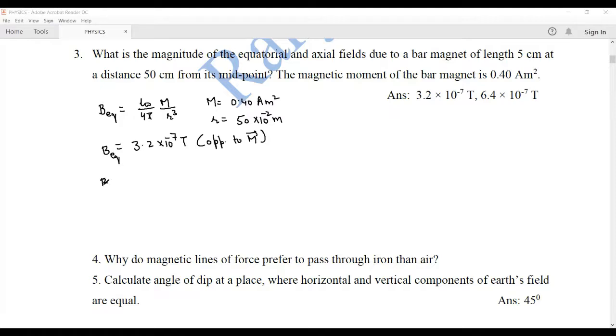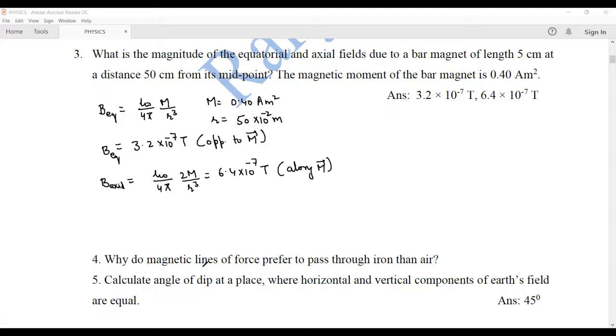On the axial line, the magnetic field due to a short dipole is given by mu naught upon 4 pi, 2 m upon r cube. So it will be double of this, that is 6.4 into 10 raised to the power minus 7 Tesla, and the direction will be along the dipole moment. That is from south to north pole.